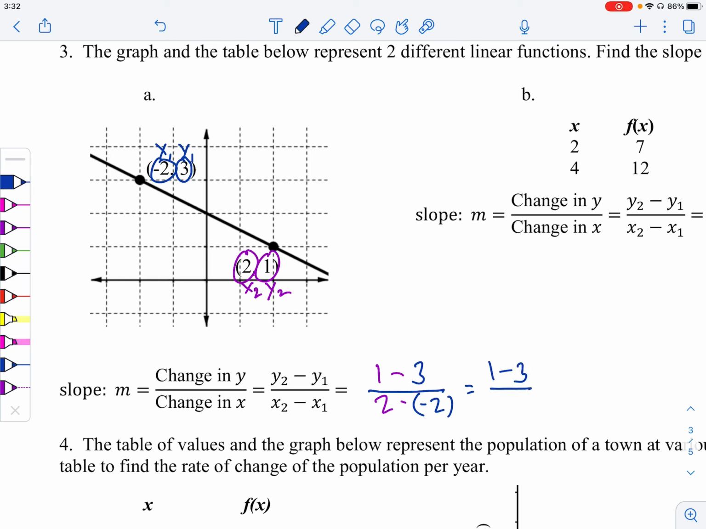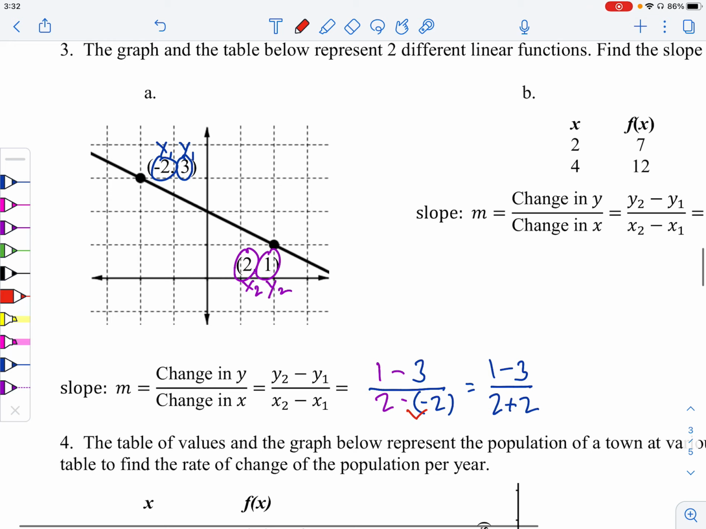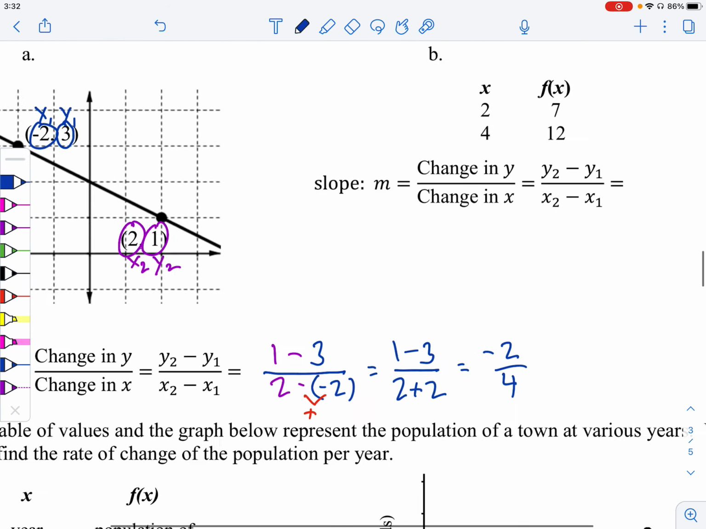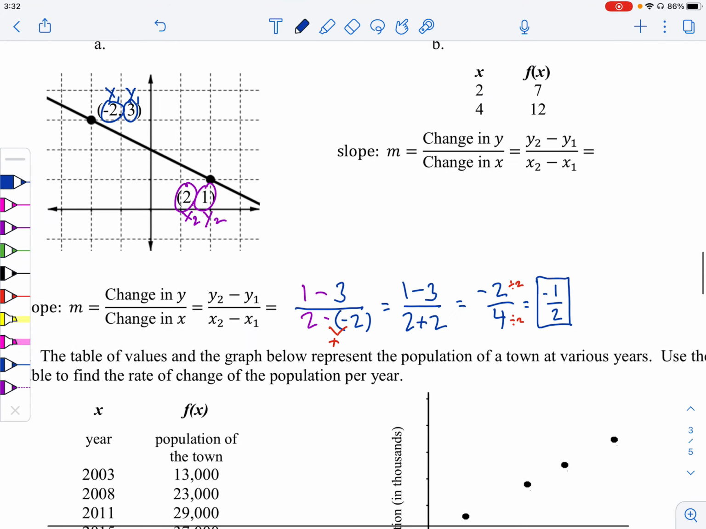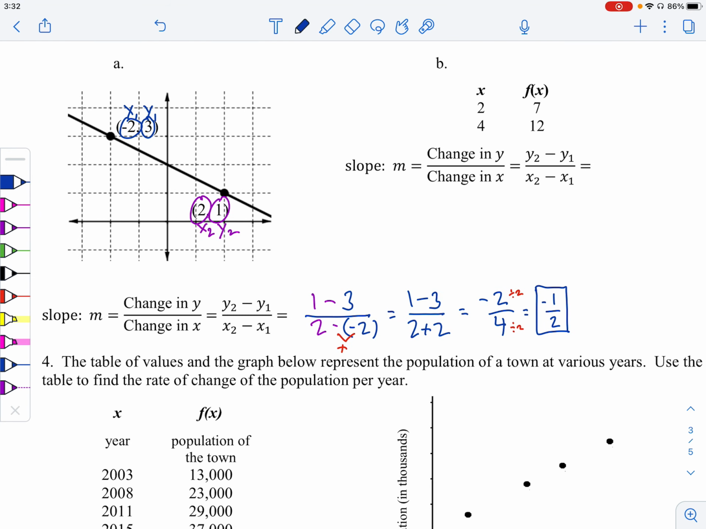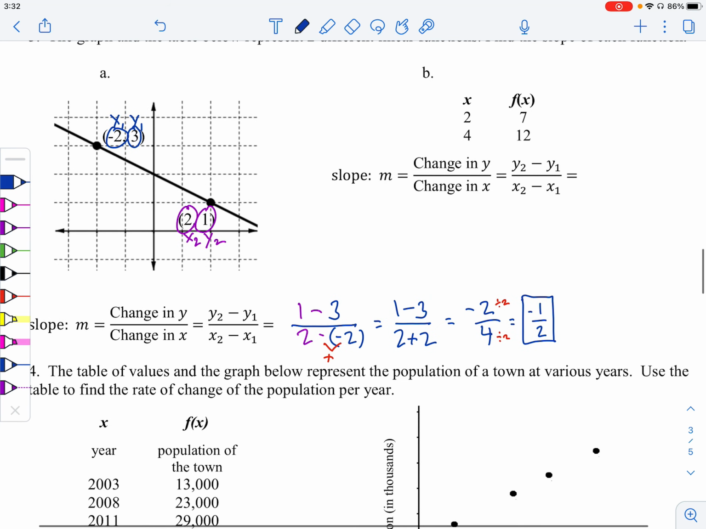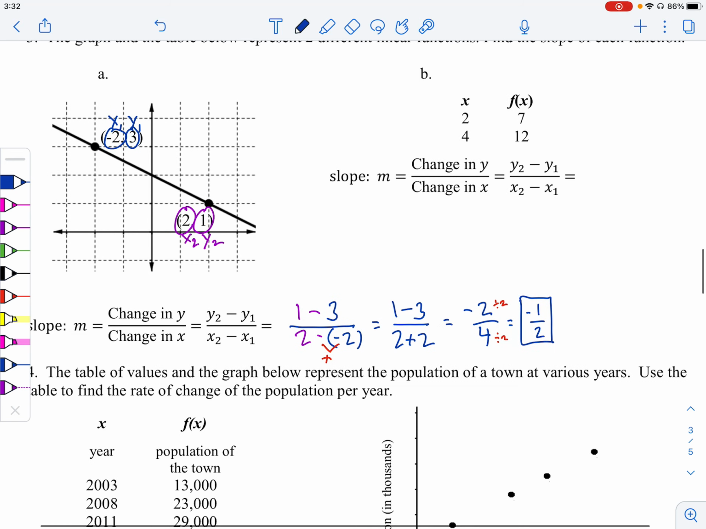And then our double negatives again. So we have 2 plus 2. Let's remember that double negatives is addition. So 1 minus 3, negative 2. 2 plus 2, 4. And then we can reduce our fraction. Divide both of them by 2, and we get negative 1 over 2. So negative 1/2 is our slope for A. Given a graph, we can find the slope using our ordered pairs.